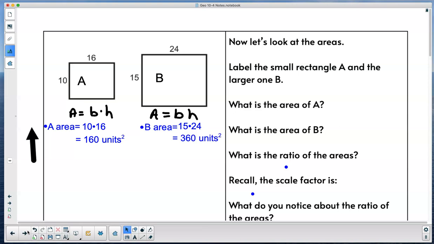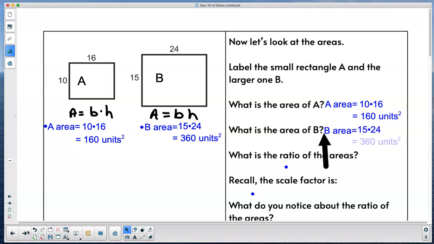So we labeled them A and B. Okay, so I now have, what's the area of A? Which is 160. What's the area of B? And I know I'm repeating this, but I'm just making sure everybody knows where it's at. What's the ratio of our areas? Well, if I go A to B, my ratio is 160 to 360. Okay, and then I reduce it, which is 4 to 9.